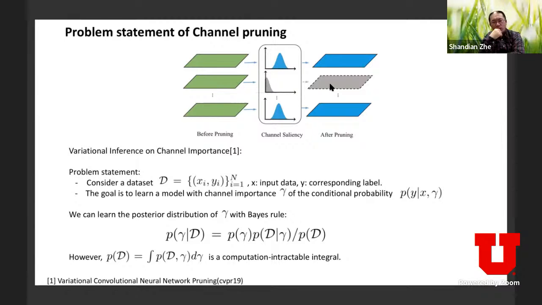But what's the prior over eta or gamma? Yeah, I will cover it later. There are different choices. We have two papers. In this paper, the variational convolutional neural network pruning, they used the Gaussian as the prior, and the other paper used the Dirac distribution.